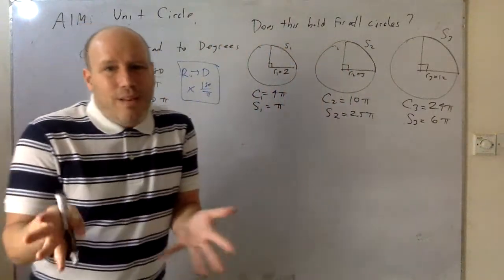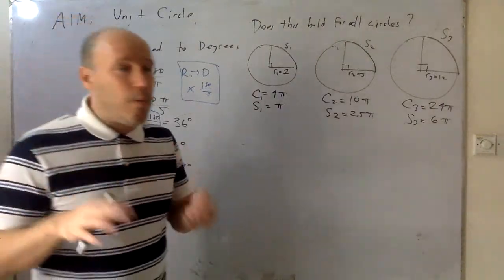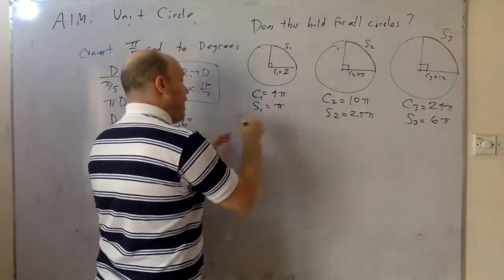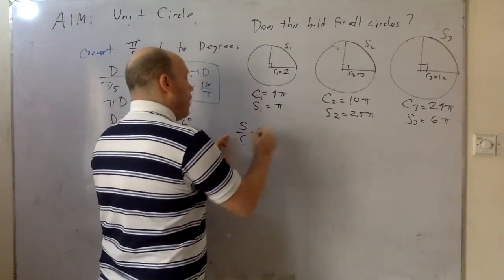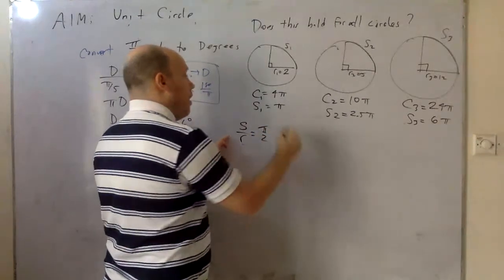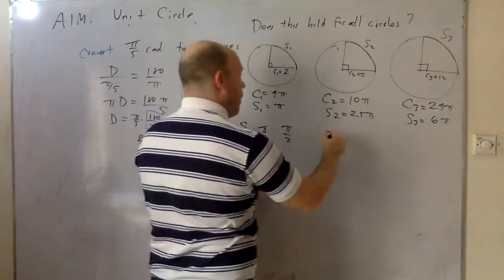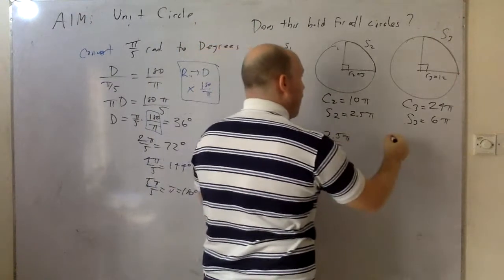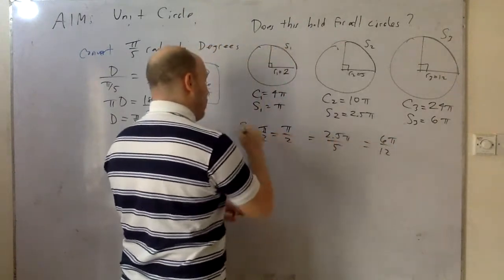And so you're like, Mr. Rowley, where is the pi over 2? Wait, if you notice, in all three cases, S divided by R is always equal to pi over 2, right? So we have pi divided by 2. Over here we have 2.5 pi over 5, and we have 6 pi over 12. They all equal each other.